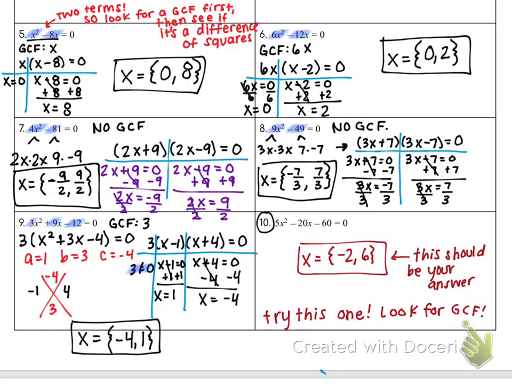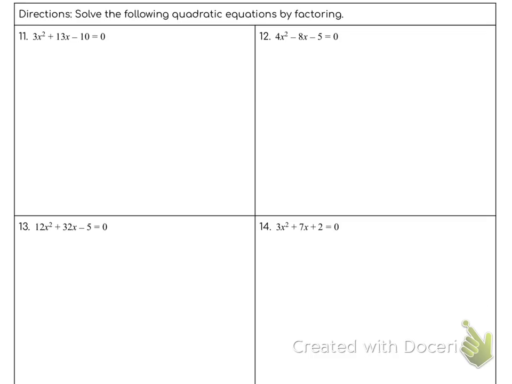Okay, this is what your answer should be, and remember, first please look for a GCF, and your answer should be negative 2 and 6 after you try this one. Okay, number 11. So first look for a GCF.